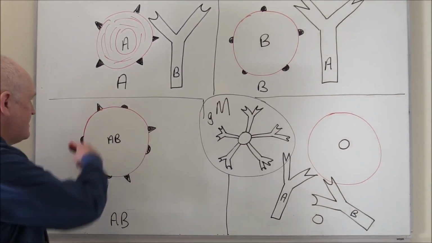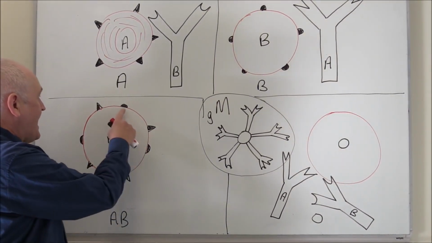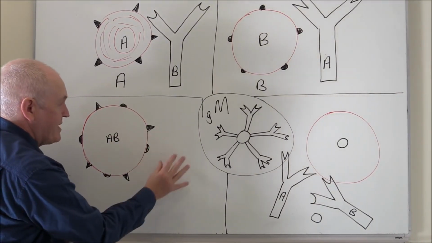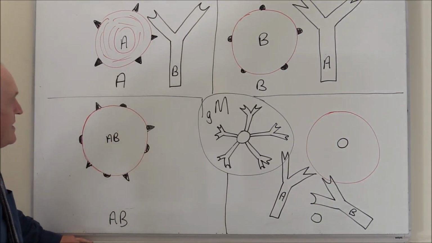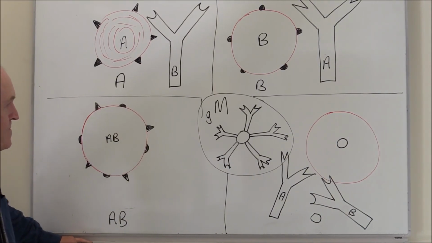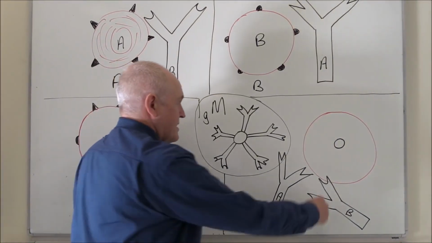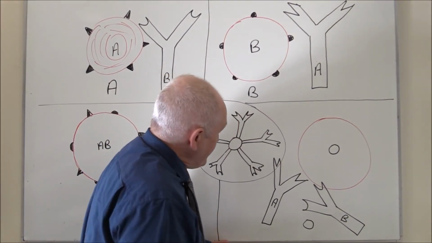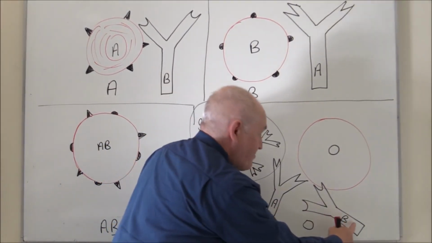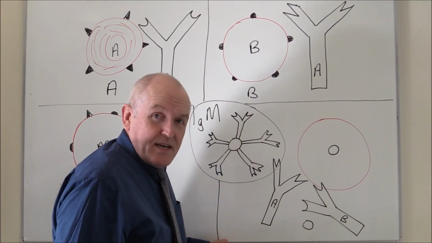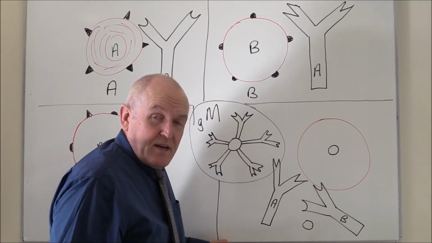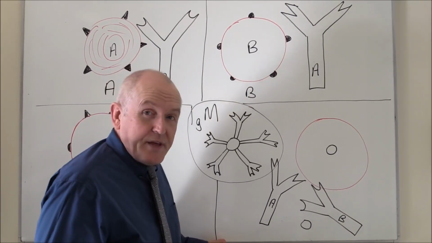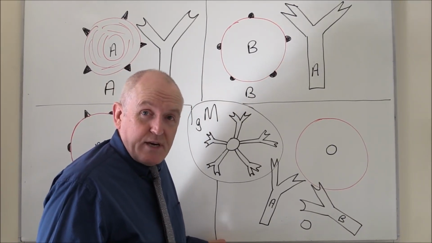The AB blood, there are A and B antigens on the red cells and no immunoglobulin antibodies in the plasma. Group O blood, there are no antigens on the red cells, but there are A and B antibodies in the plasma. Now, having worked out that information, we can now think about what happens during a blood transfusion.